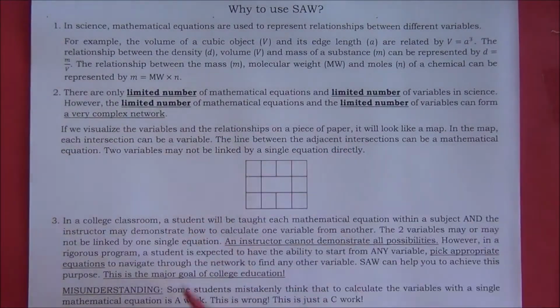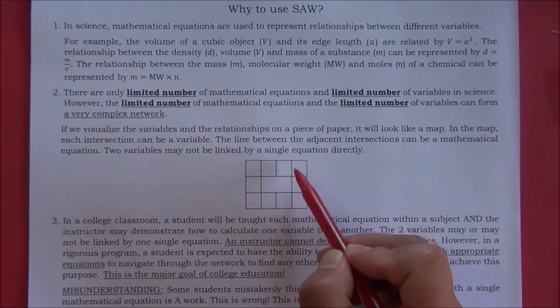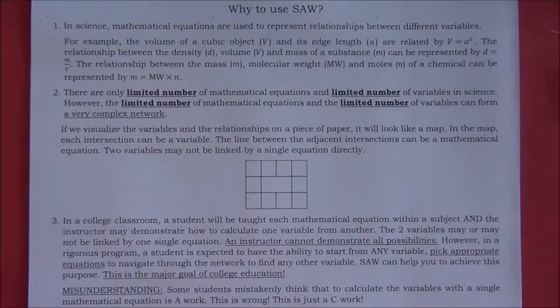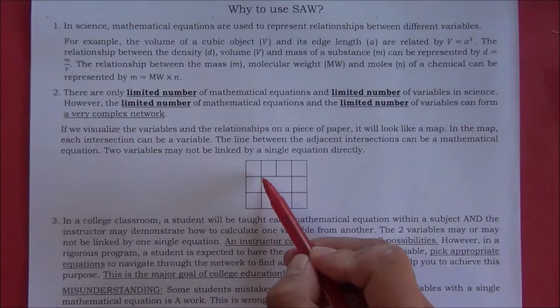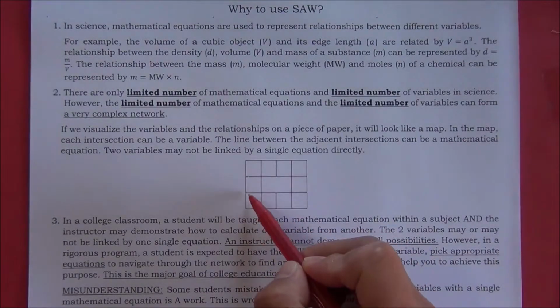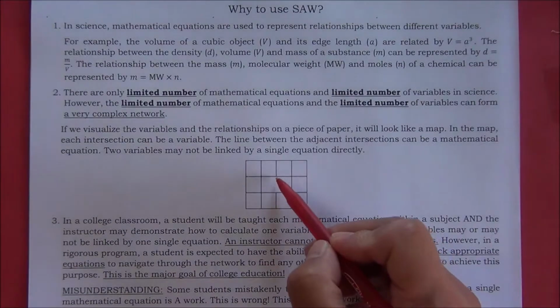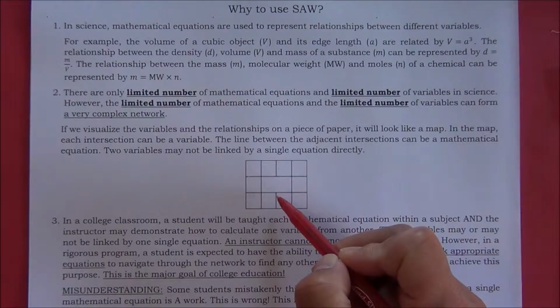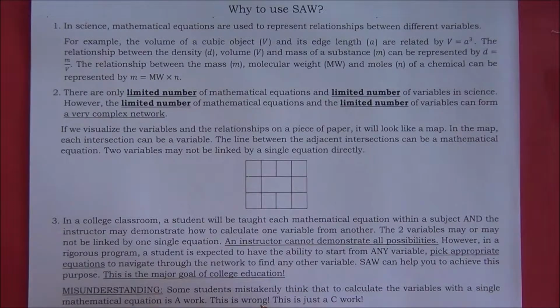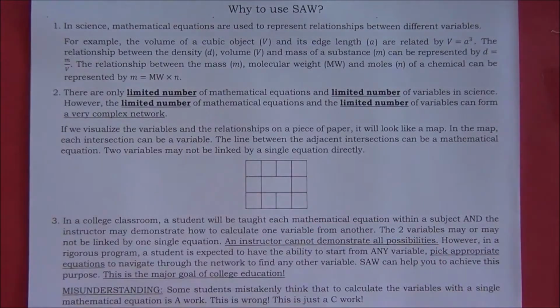Well, let's look at this map. As I just mentioned, each intersection can represent a variable. Each line between adjacent intersections can be a mathematical equation. Some variables are linked by a single mathematical equation. Some variables may not be linked by a single mathematical equation directly. However, they are not independent of each other. They can be related by several mathematical equations.